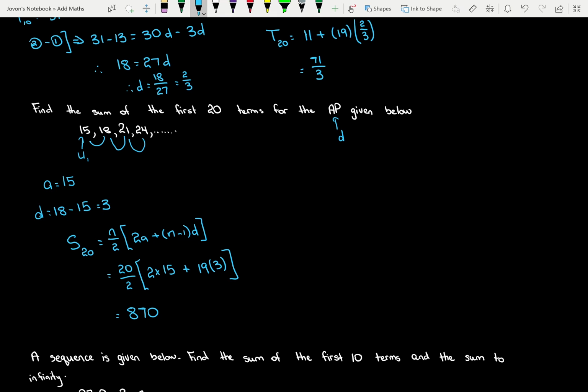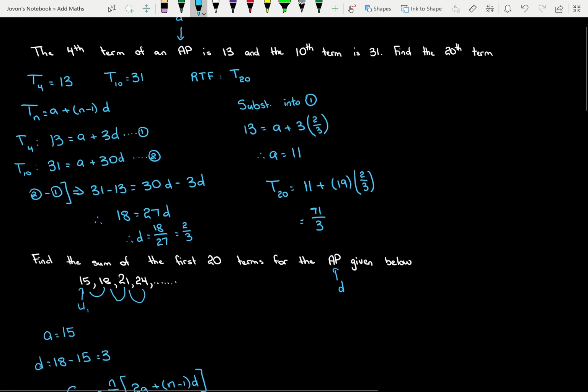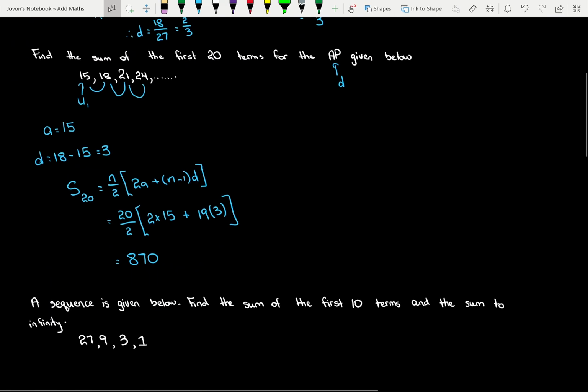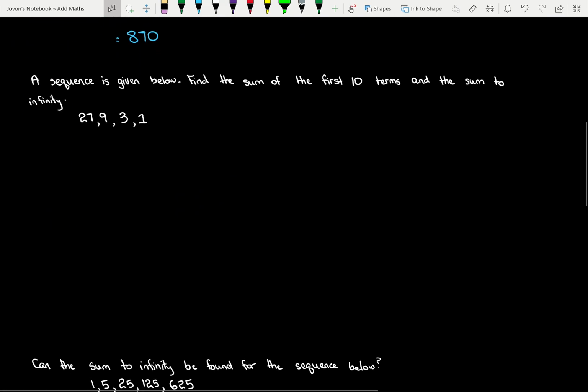So again, this one was pretty straightforward because it gave us the sequence, so we could have found A, we could have found D just from the sequence alone. Okay, so this differed from this question where they gave us terms and we had to find A and D. So let's move on. Next question.